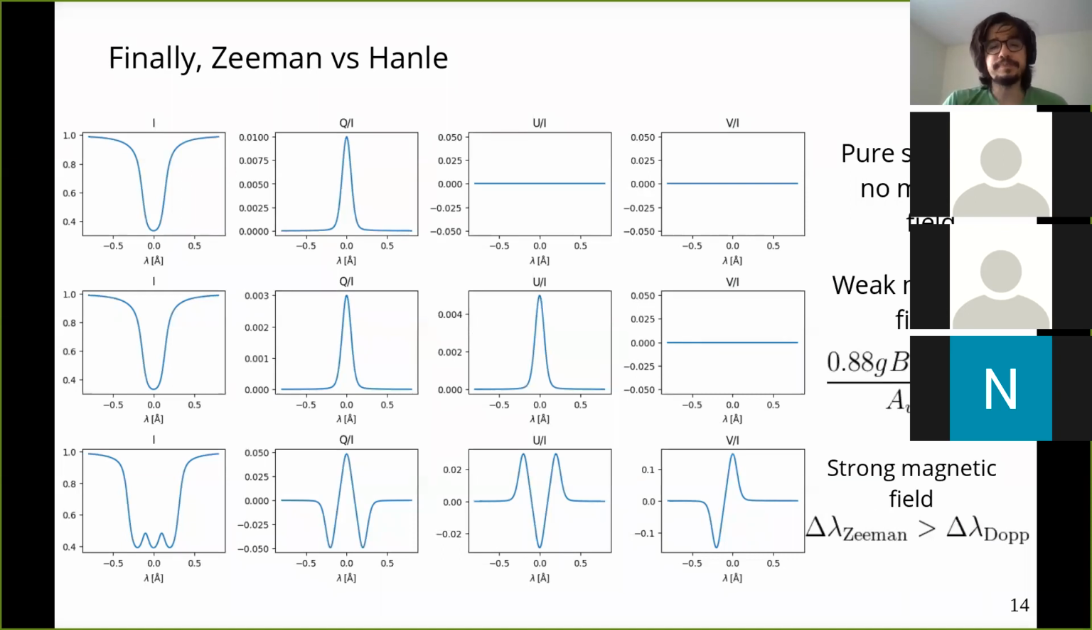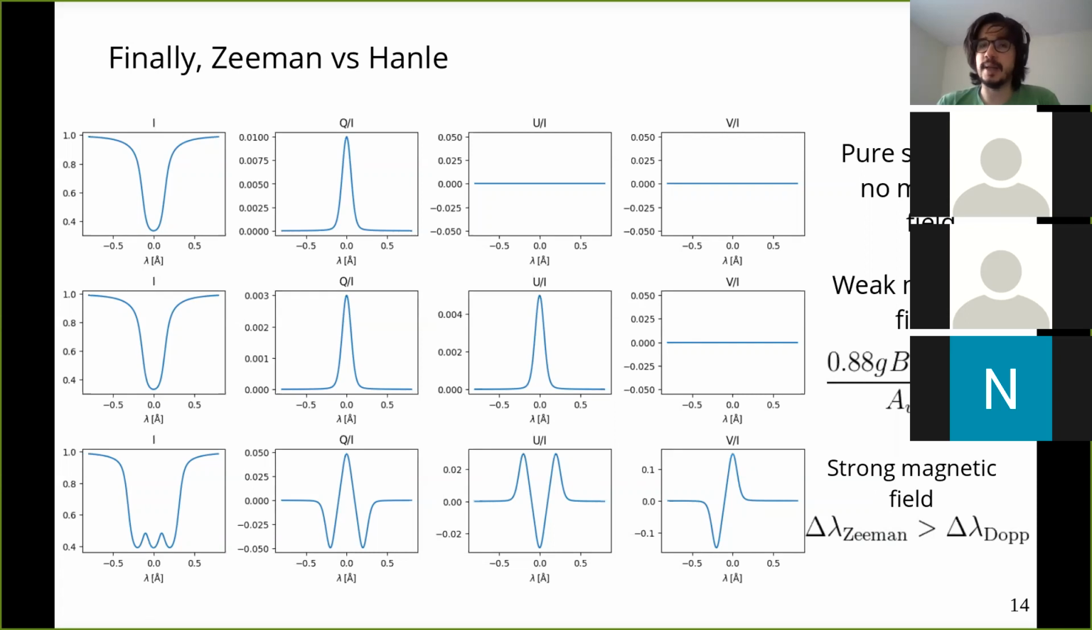So there cannot be V. Then, if we turn on a weak magnetic field, which corresponds to something like this here, what we have is that the Stokes I doesn't change significantly, but some part of the Stokes Q is rotated into the Stokes U, and overall the amount of linear polarization decreases. But the magnetic field is still weak enough that there is no appreciable Stokes V.